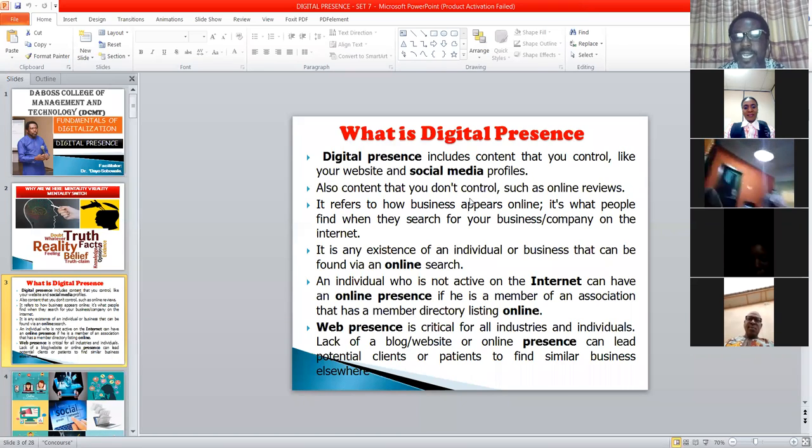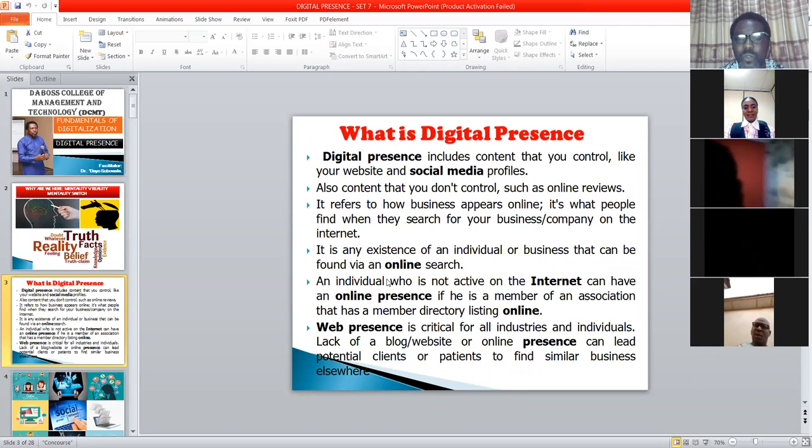It is any existence of an individual or business that can be found via an online search. If you want to talk about digital presence, the way to get them is through online search. When you search something online, you will get that person online. That's digital presence. You understand? So it is any existence of an individual or business that can be found via an online search. That's what we look at.